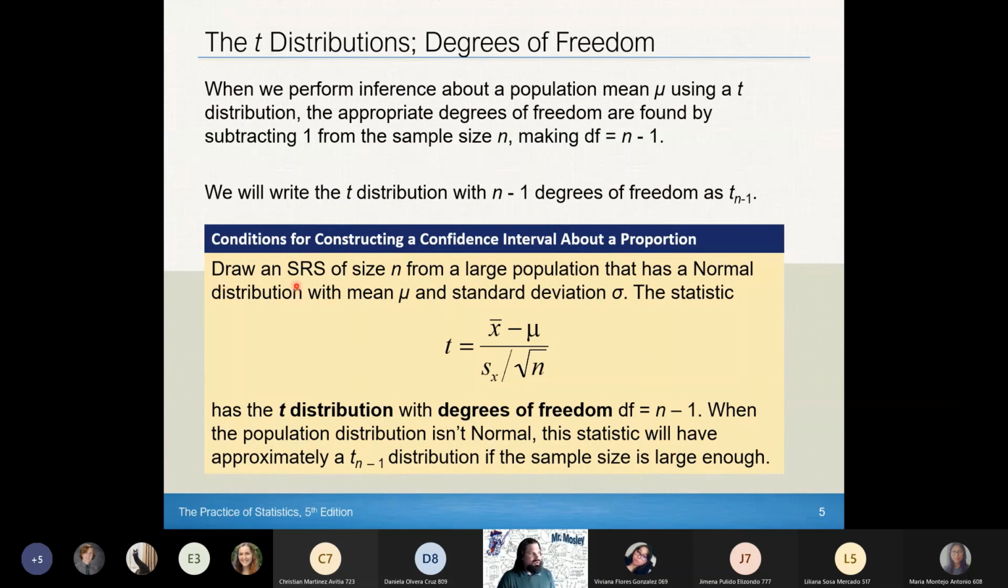So we have conditions here. Draw an SRS of size n from a large population that has a normal distribution with mean mu and standard deviation sigma. The statistic t equals x bar minus mu divided by the sample standard deviation divided by the square root of n, and it has the t distribution with degrees of freedom df equals n minus 1. When the population distribution isn't normal, the statistic will have approximately a t n minus 1 distribution if the sample size is large enough. We'll have a list of actual conditions.